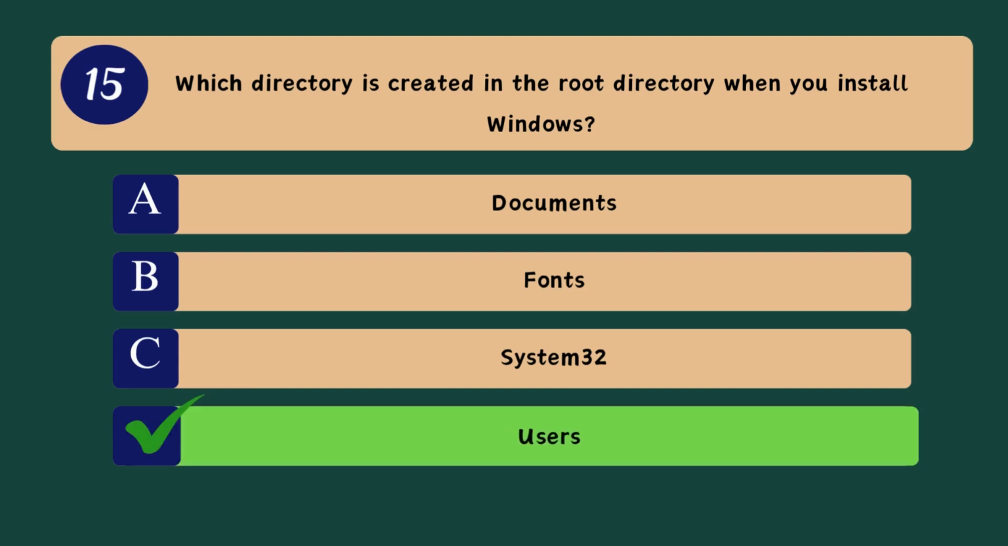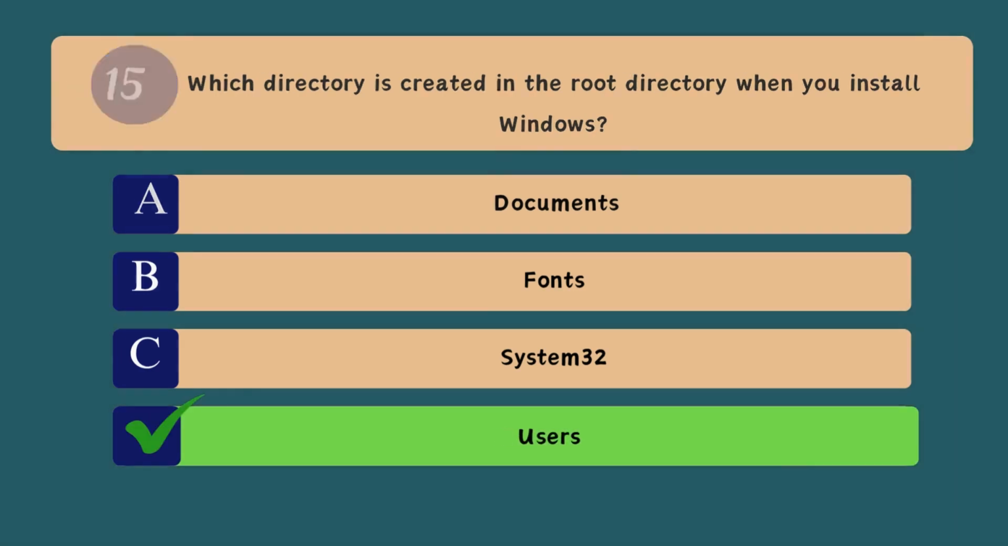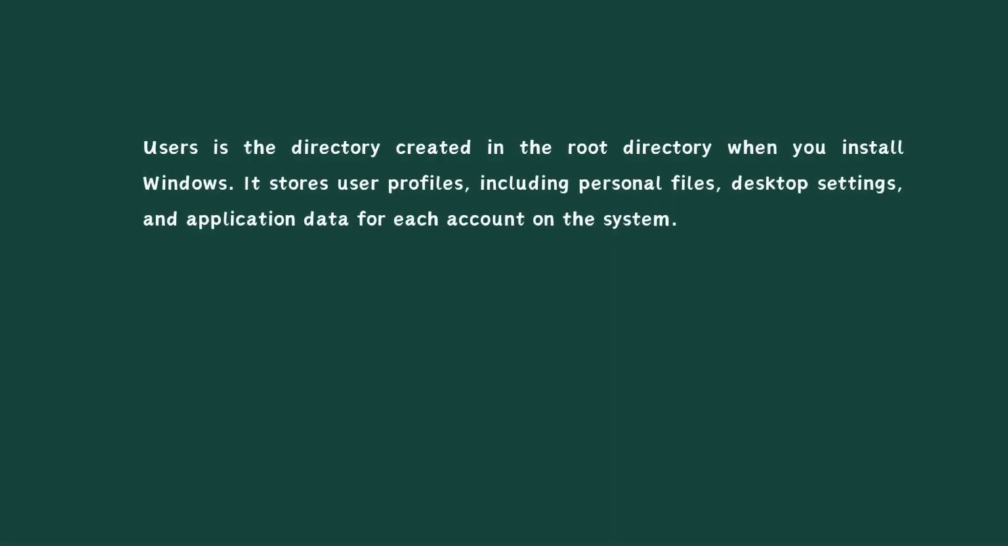Correct answer: D. Users. Users is the directory created in the root directory when you install Windows. It stores user profiles, including personal files, desktop settings, and application data for each account on the system.